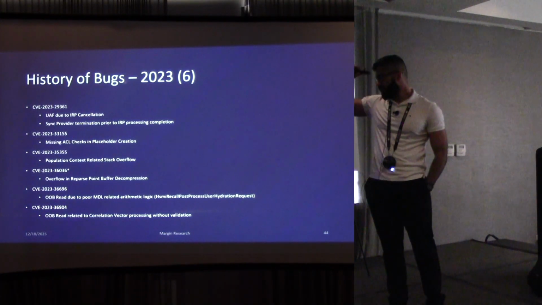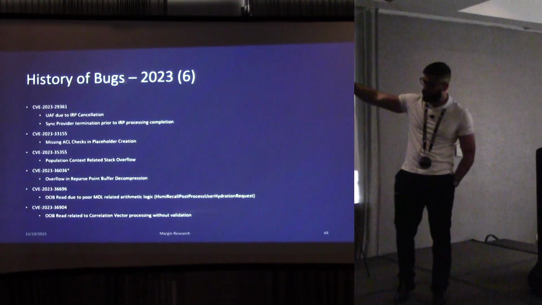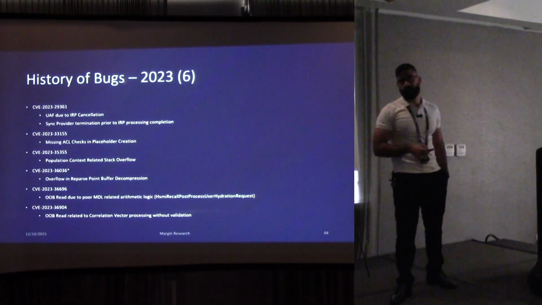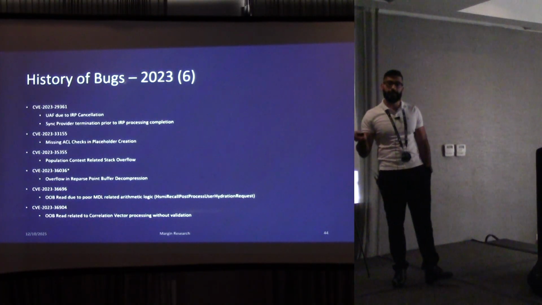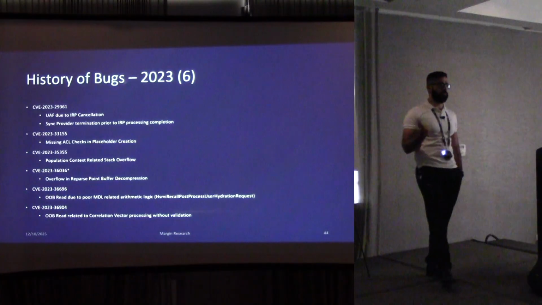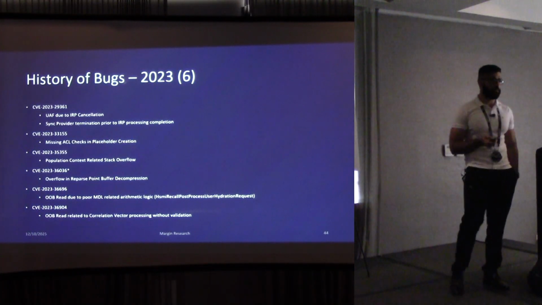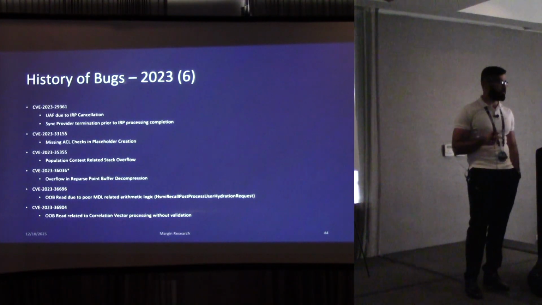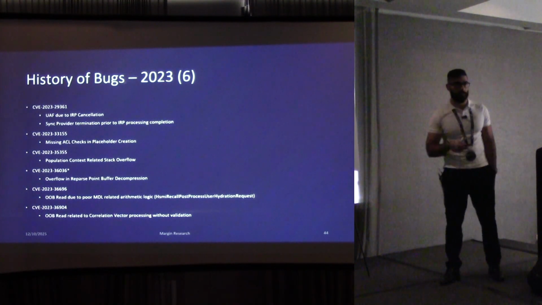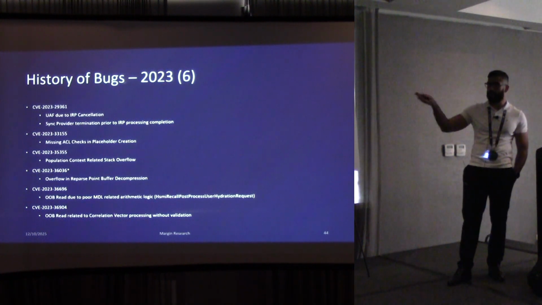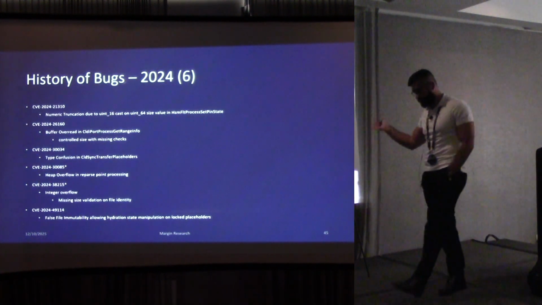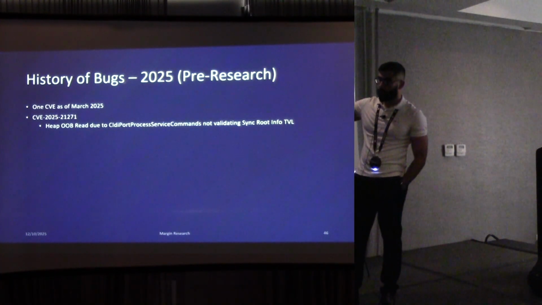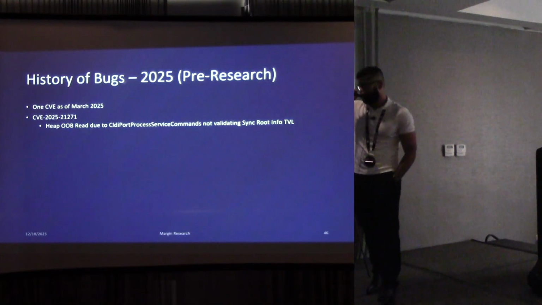And an out-of-bounds read due to poor MDL arithmetic and correlation vector. So with correlation vectors, there's different types. I think there are 2 or 3. The first generation of correlation vectors was just, I believe, maybe 64 bits or so, smaller than the larger one. So it's basically led to an out-of-bounds read there. 2024, another 6 bugs. And then 2025, which is when I started researching, there was 1 bug discovered.